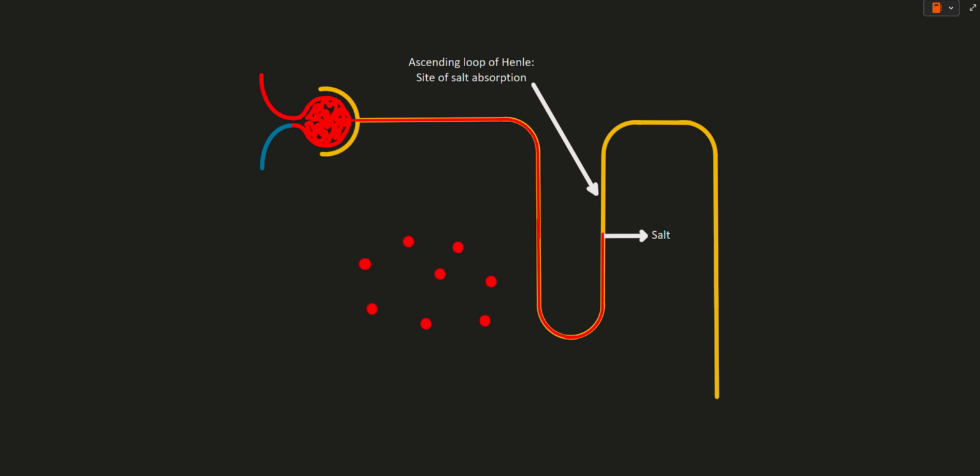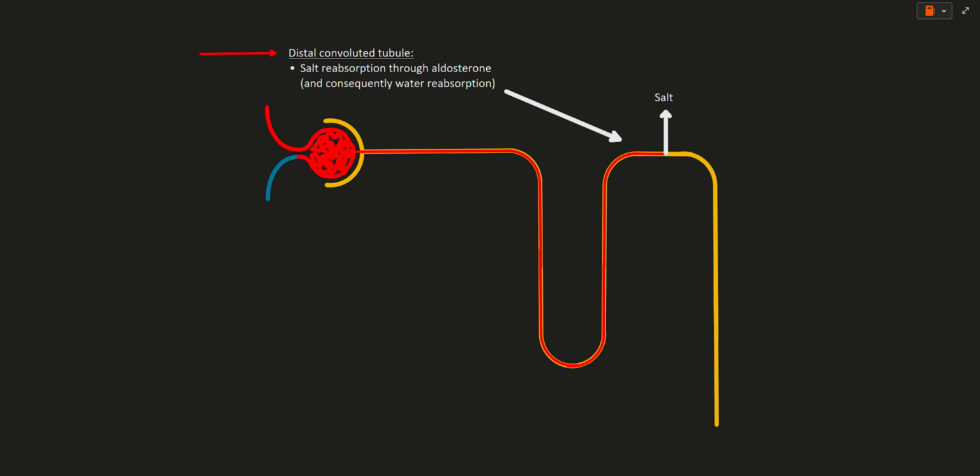Next, blood passes through the ascending loop of Henle. In contrast to the descending loop of Henle, the ascending loop of Henle is responsible for salt reabsorption. As blood moves upwards and towards the adrenal cortex, the concentration of salt decreases. This means that osmolarity decreases. Because of this, salt is simply able to diffuse out of the loop in order to be reabsorbed.